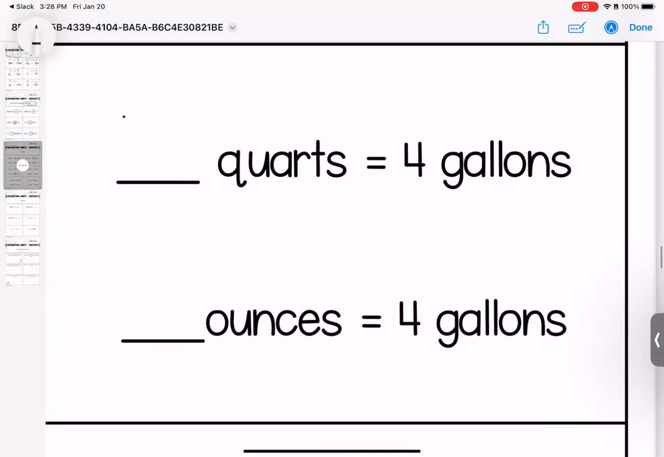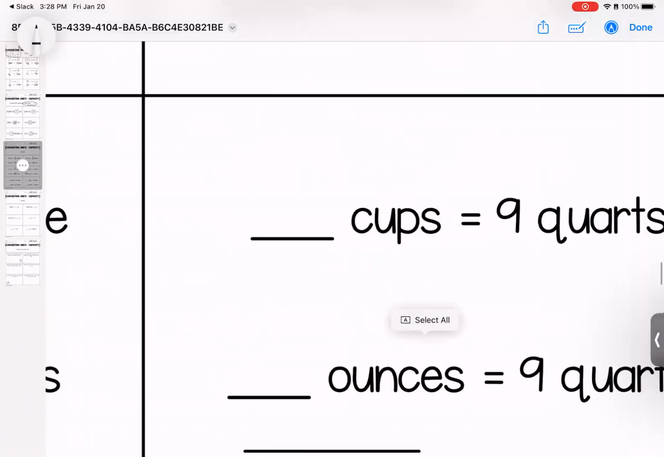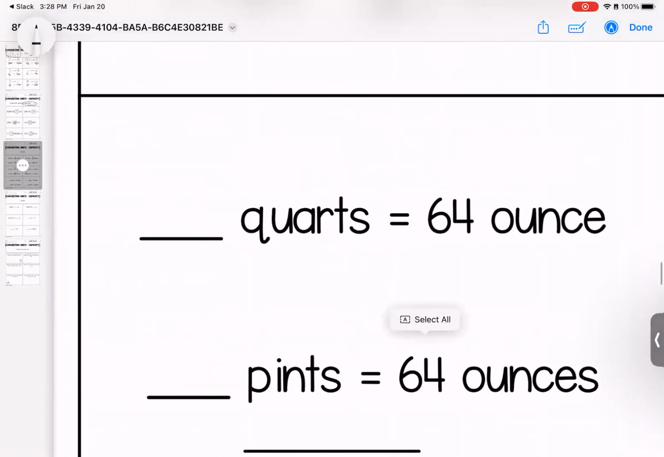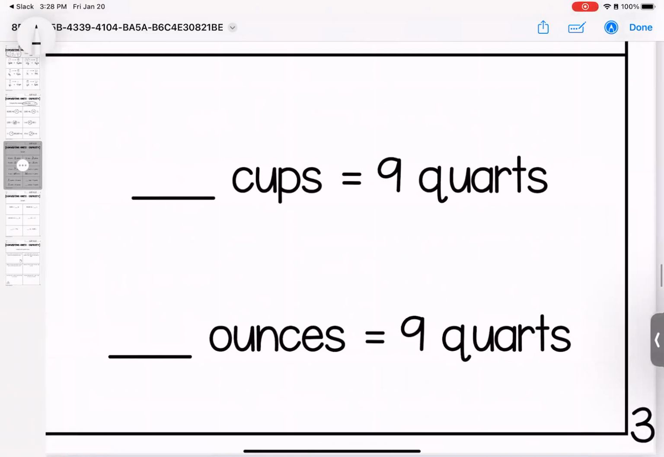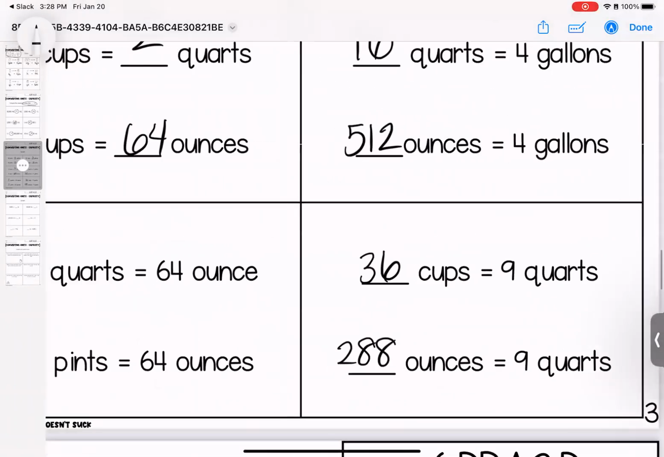We have 16 quarts in 4 gallons. We have 512 ounces in 4 gallons. We have 2 quarts in 64 ounces. We have 4 pints in 64 ounces. 36 cups is equal to 9 quarts, and 288 ounces is equal to 9 quarts.